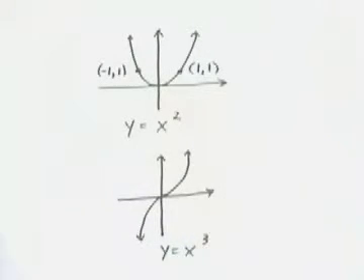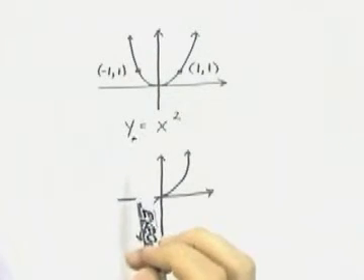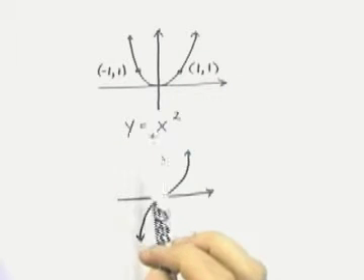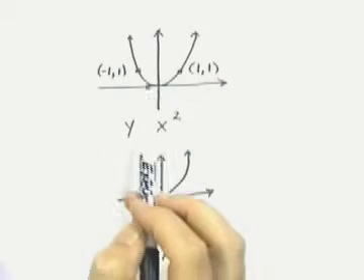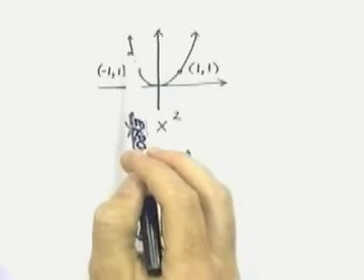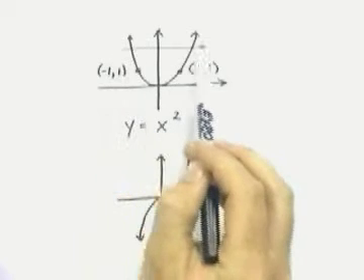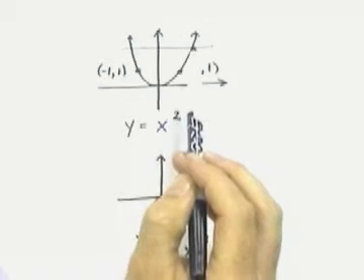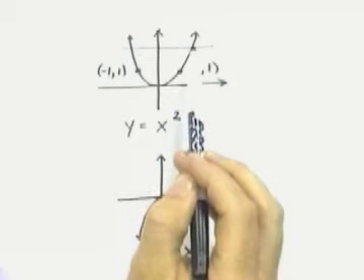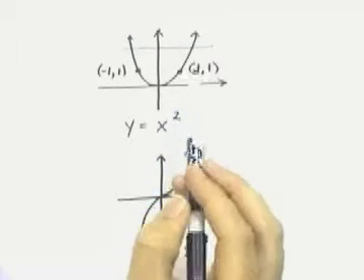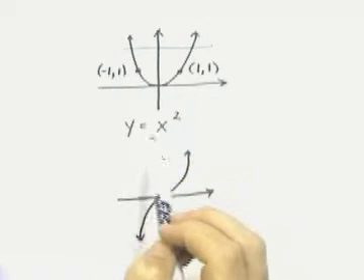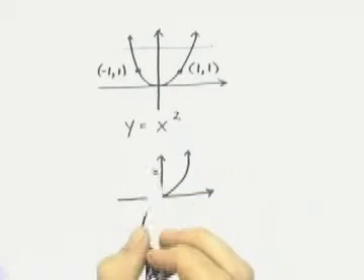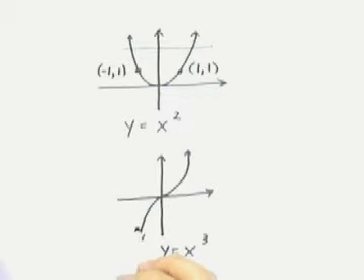Let's look at a couple examples. What we have here is the graph of the function y equals x squared. What we should notice is that when I draw a horizontal line, the horizontal line crosses the graph in more than one spot. That means that this particular function y equals x squared is not one-to-one.